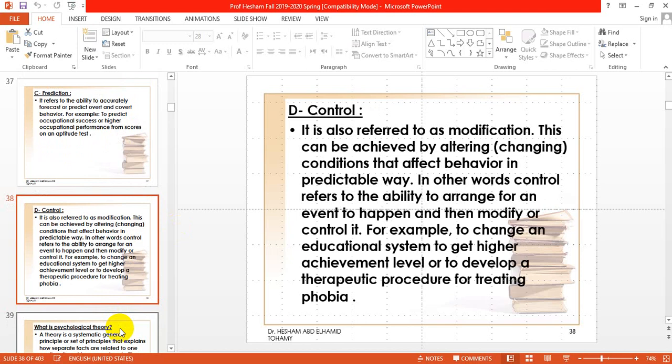Control is referred to as modification, and it can be achieved by altering or changing conditions that affect behaviors in a predictable way. In other words, it is the ability to arrange for an event to happen and then modify or control it. For example, if I change my style of teaching, this is the educational system used in order to get high scores. I'm changing myself to change your understanding of the material or the curriculum. Or in therapeutic procedures, therapy is one type of control or modification because we are trying to remove symptoms or decrease the severity of it. Okay.